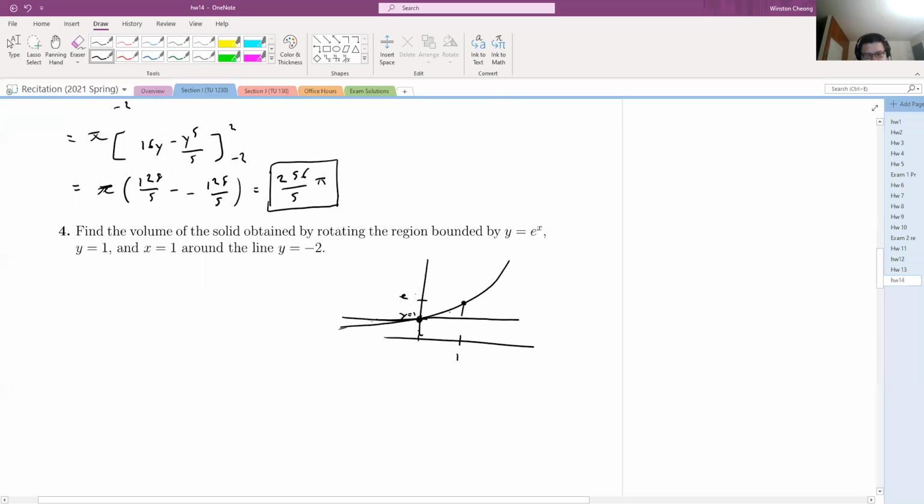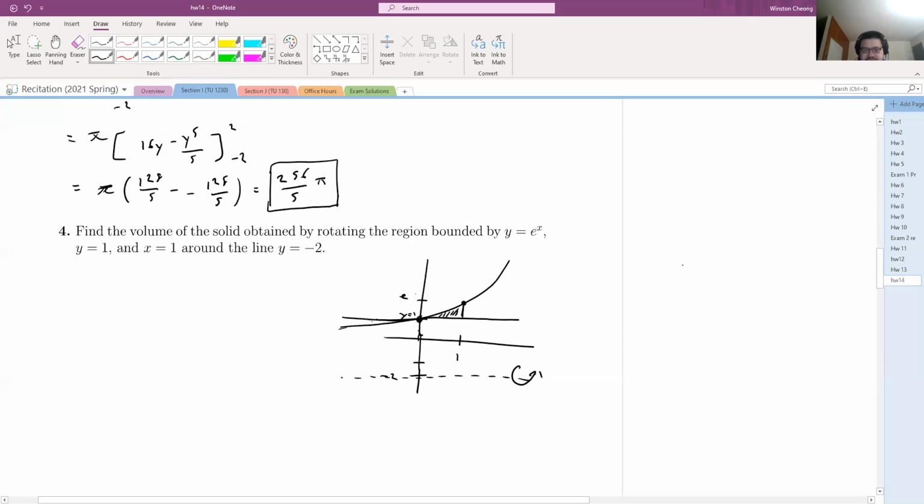And so the region, maybe I should have drawn this a little bit larger, is that little triangular looking area. And we want to revolve this around y equals -2. Okay, so let's try to be a little bit accurate. Computer's slowing down. Okay, so this is our axis, and we want to revolve around it.